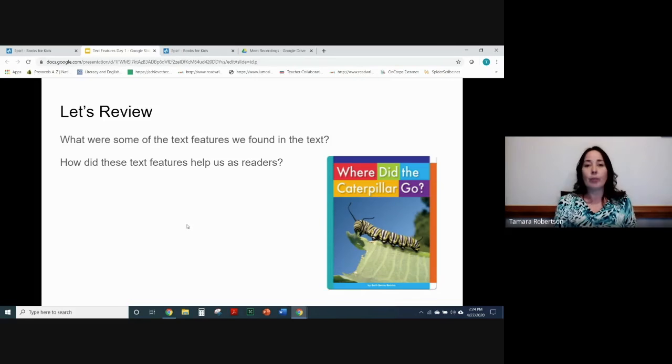So what were some of the text features we found in this text? Can you name one? That's right. We saw the title, table of contents, a heading, a bold word, photographs, and captions. So how did these text features help us? That's right. These text features gave us information about butterflies and caterpillars. It helped us understand the topic better because the photographs gave us a visual, like the picture with all the eggs on it. So now I understand what butterfly eggs look like. I got to see a picture of what it looked like when a caterpillar shed its skin. So text features give us more information and help us understand the text better.